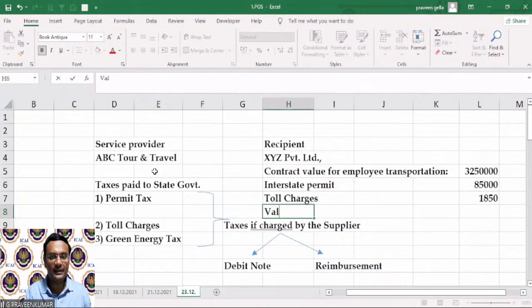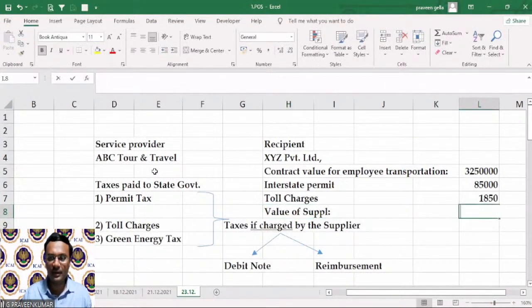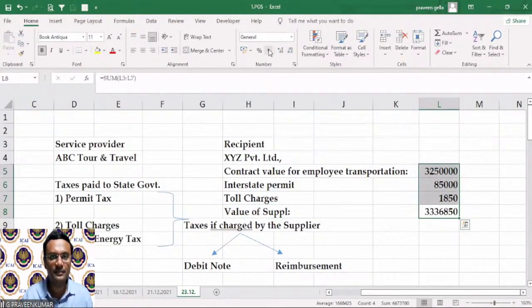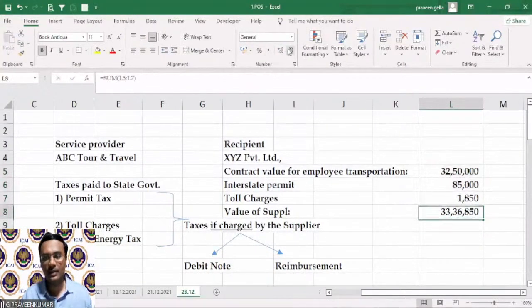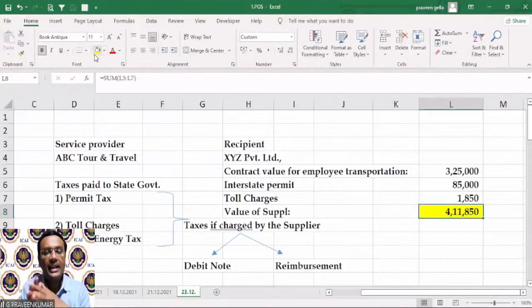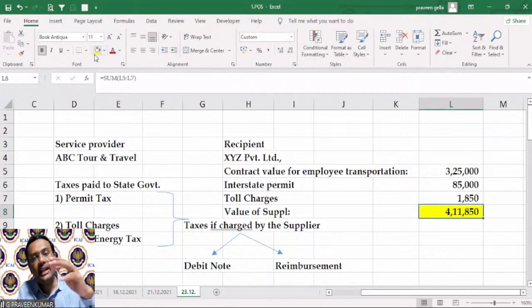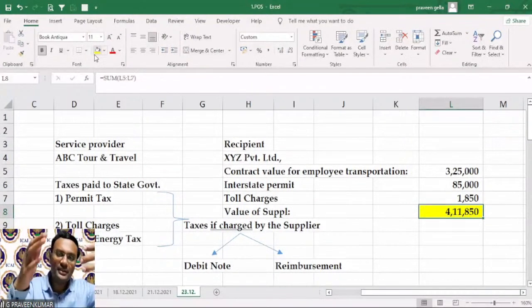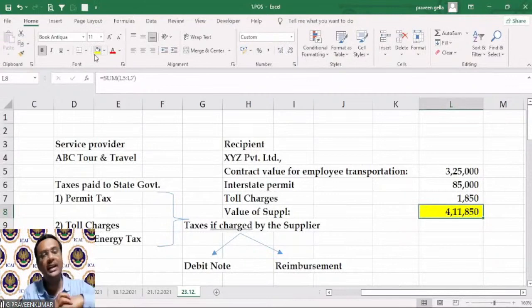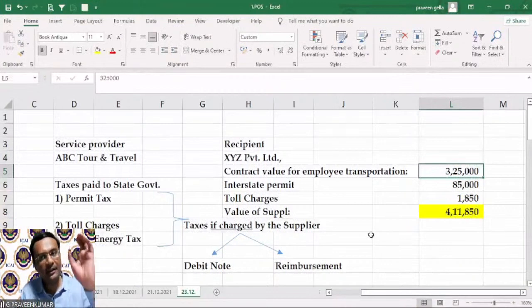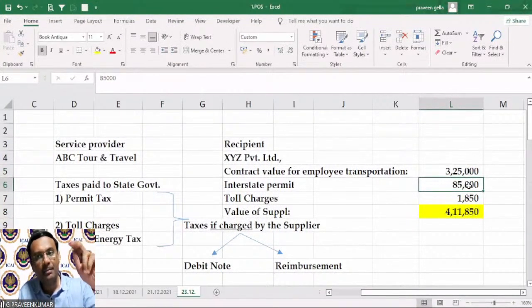my value of supply shall be 4,11,850. In the normal course of business, when we talk about these taxes and duties, any money which you have paid as tax, when you have charged your service recipient, that shall form part of my transaction value. So here my monthly commitment fee of 3,25,000 plus part of the contract.